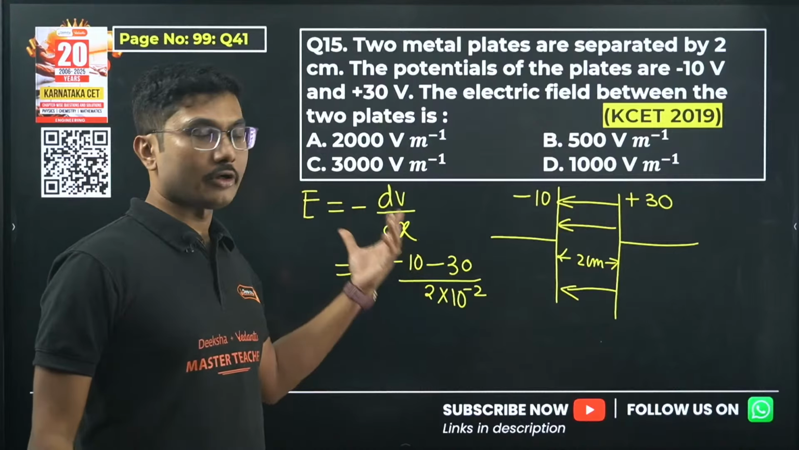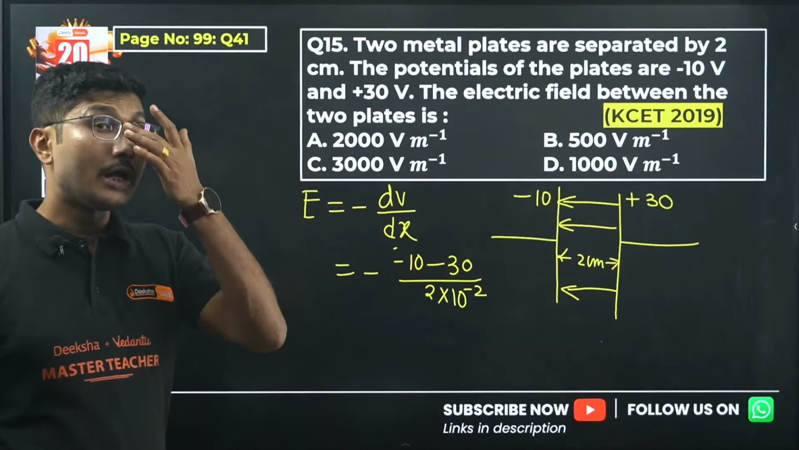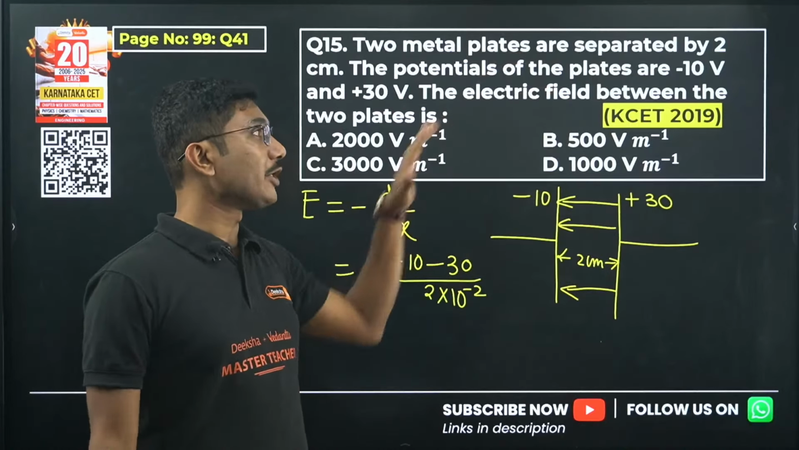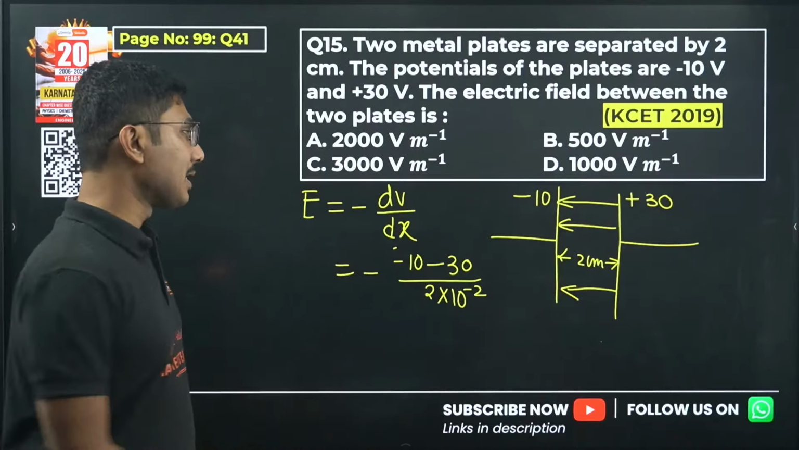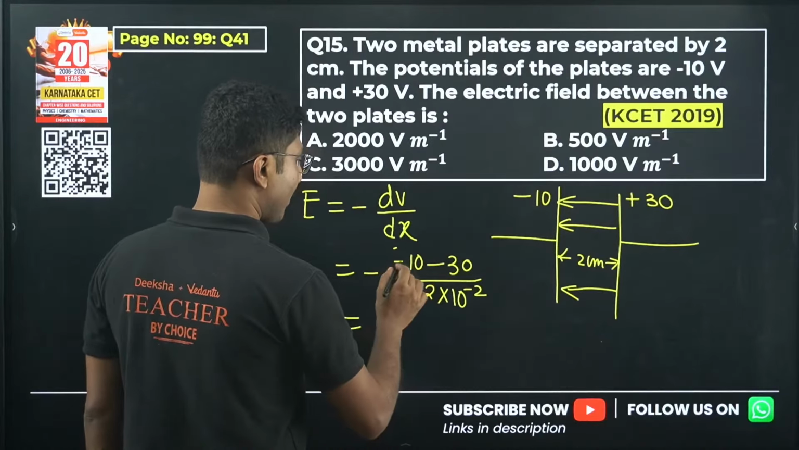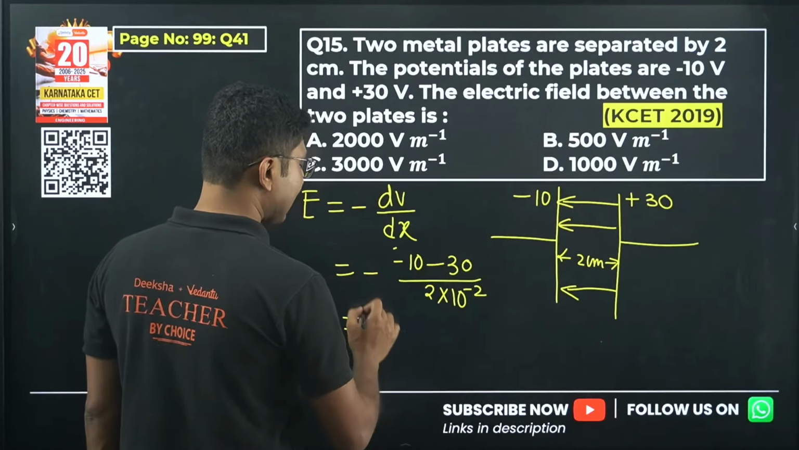So even if you are solving it right now in the exam hall, during the pressure, students make mistakes. They forget to convert centimeter to meter and their marks are gone. So don't make that silly mistake. You have to practice. So minus gets common and cancelled with this minus.